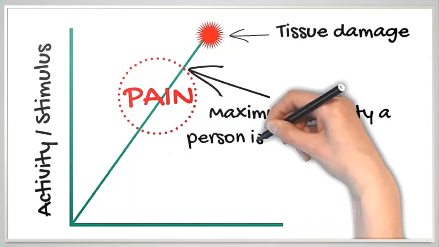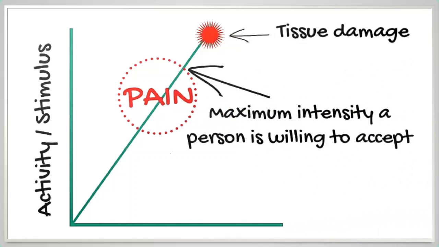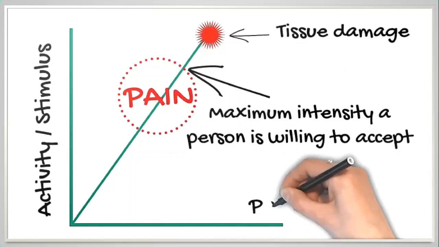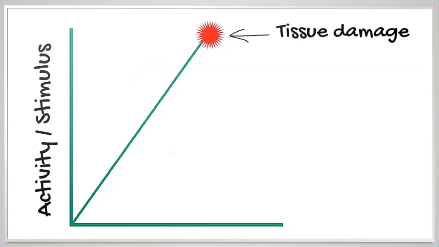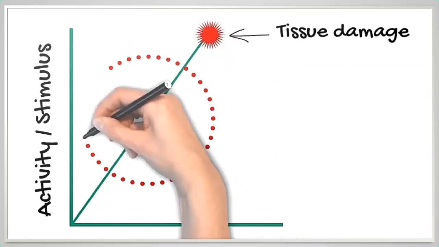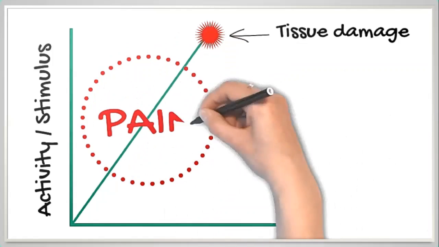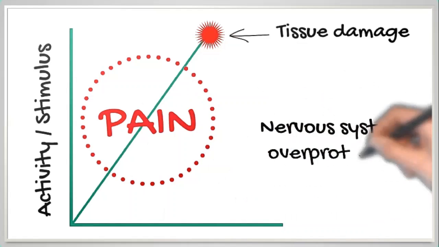When we get to the point where we decide, that's it, no more, I've had enough, that is called pain tolerance. In other words, the maximum intensity a person is willing to accept. As you can see, this area of warning pain usually happens long before there is any tissue damage. You will stop your stretching before you hurt yourself, or pull your hand away from the hot pad before you get burns. However, sometimes the area of warning pain increases.